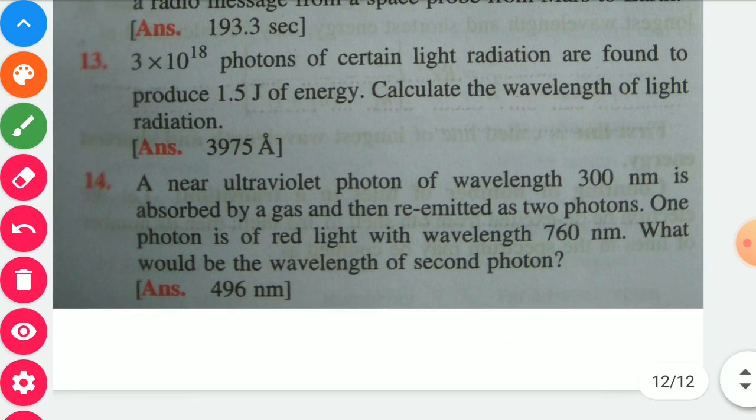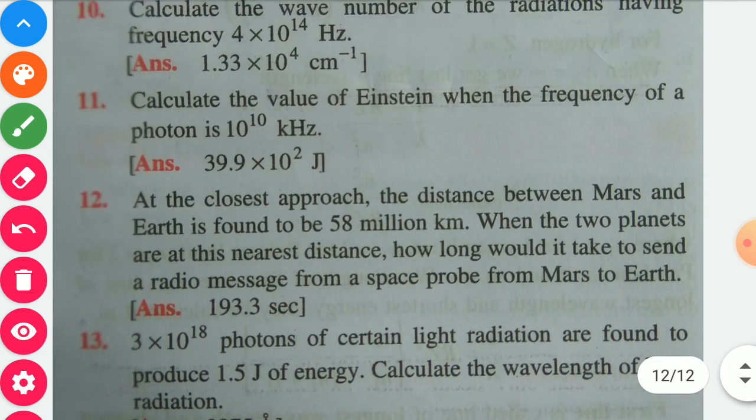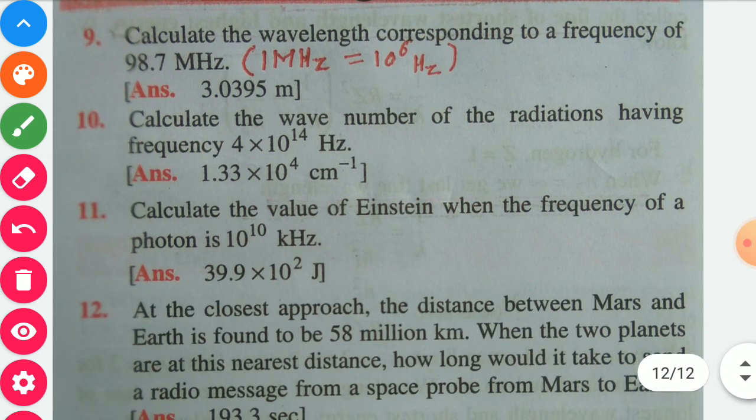Next question, a near ultraviolet photon of wavelength 300 nanometer is absorbed by a gas and then re-emitted as two photons. One photon is red light with wavelength 760 nanometer. What would be the wavelength of the second photon? So class, you have to try to solve these questions. If you have any problem, you may ask.